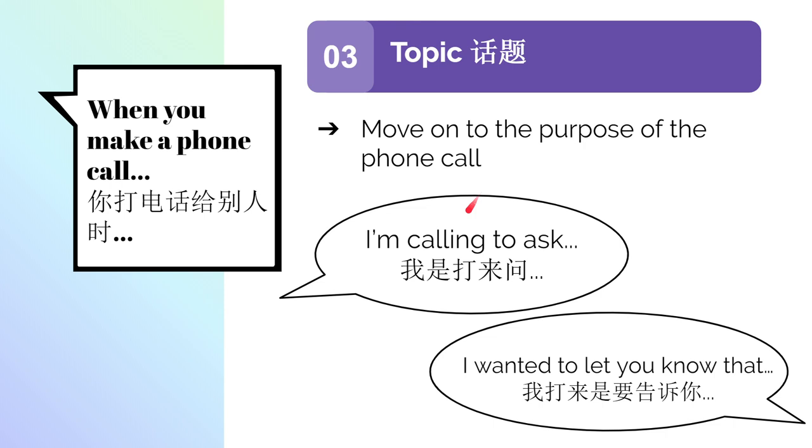Then you move on to the purpose of the phone call. For example, if you're calling for a job interview, you can say, "Hi, I am so and so. May I speak to this person? I am calling for the job interview." That's how you move on to the topic.